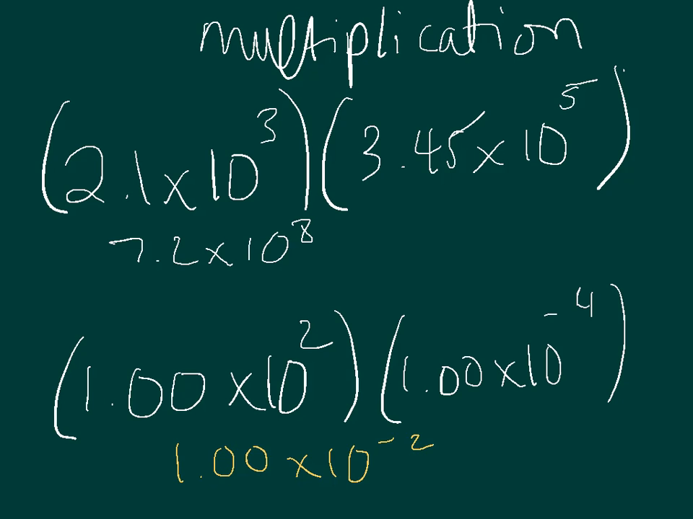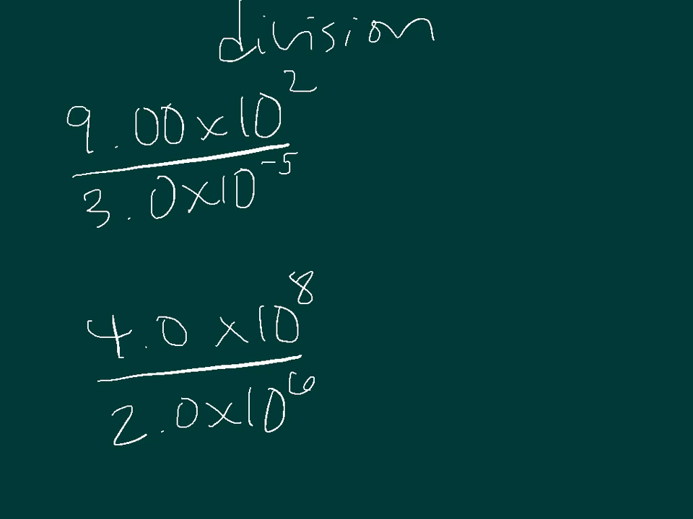Okay, let's move on. When we have division, we know that the rule is to subtract the exponents instead of adding the exponents. So you do the operation like you normally would, and for this first one we have 9.00 divided by 3.0. So remember, my answer has to be in proper sig figs. I'm only allowed 2, so my answer is going to be 3.0 times 10 to the, now I need to subtract 2 minus negative 5. 2 minus a negative 5 is the same thing as saying 2 plus 5. So this is times 10 to the 7th.